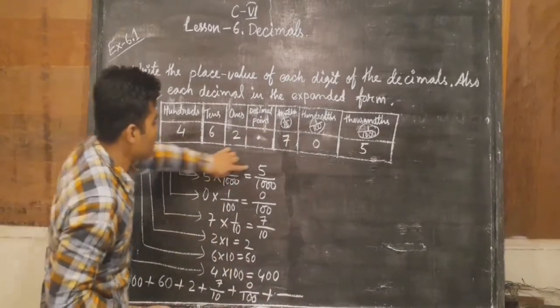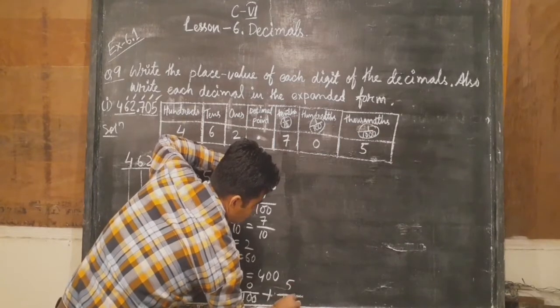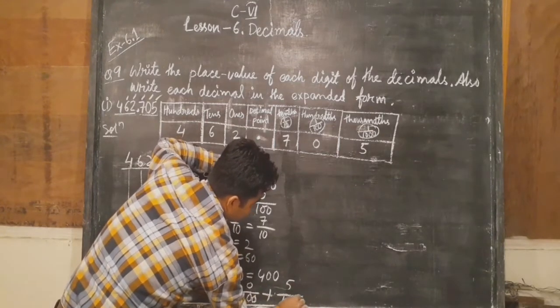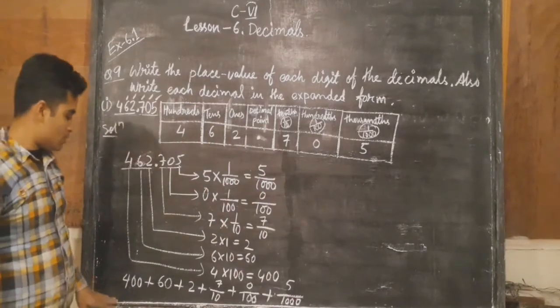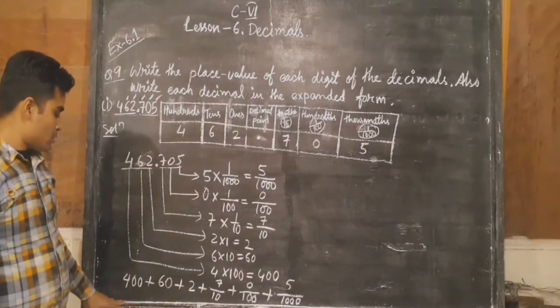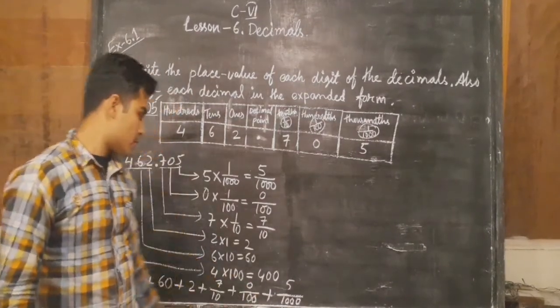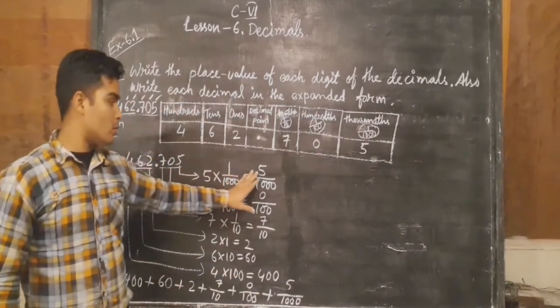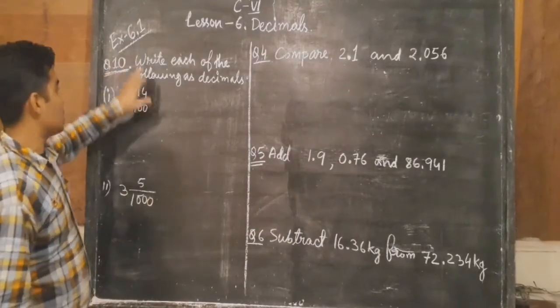So the place value of this is 5 by 1000. Like this we have to arrange the decimal number in the expanded form after finding the place value of each digit. Now let us move to the next question.